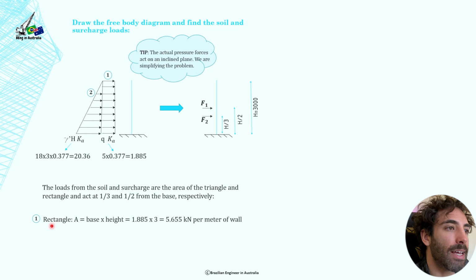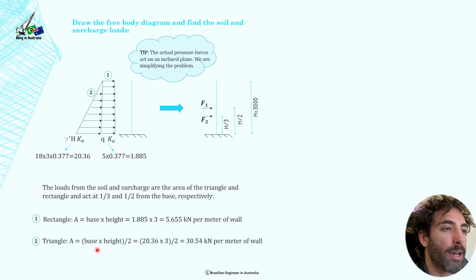So let's calculate the area of the rectangle, which is just simply base times height. The base is 1.885 and the height is 3 meters. So that works out to be 5.655 kilonewtons per meter of wall. So that's per 1 meter of wall into the page.